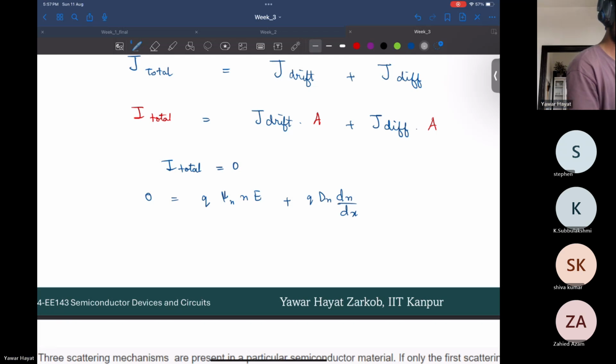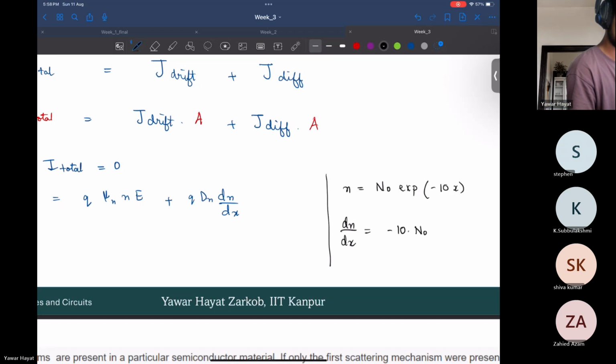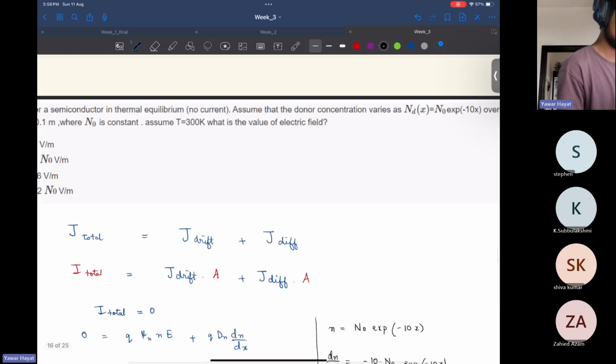And I'm given the following things, right? I've been given n is n0 exponential of minus 10x. So what should be dn over dx? dn over dx should be minus 10 n0 exponential of minus 10x, right? This is what dn by dx would be.